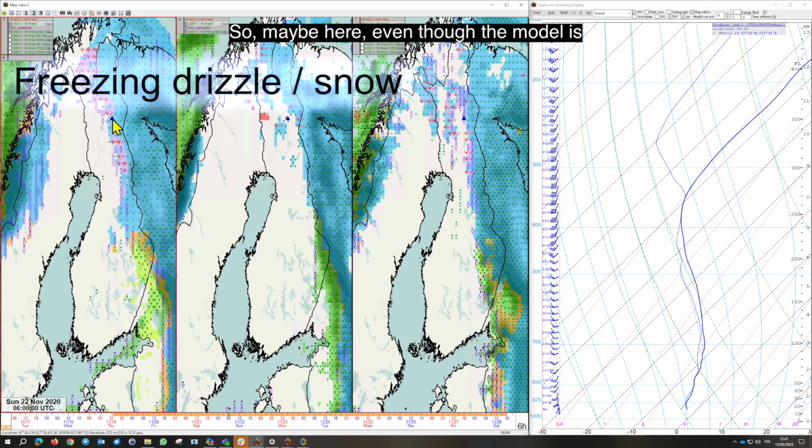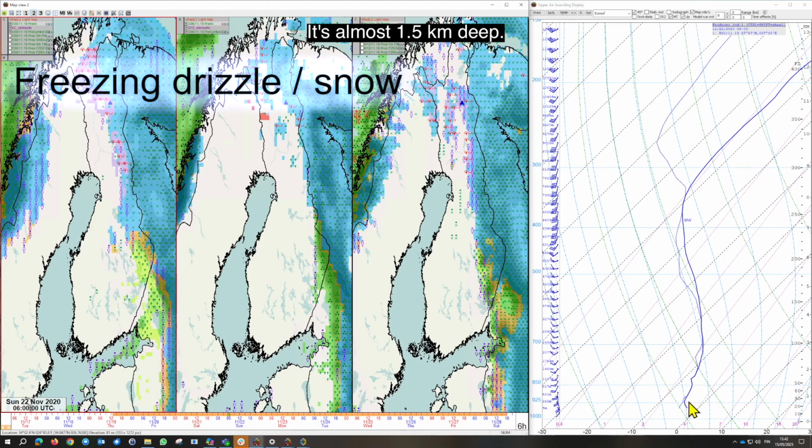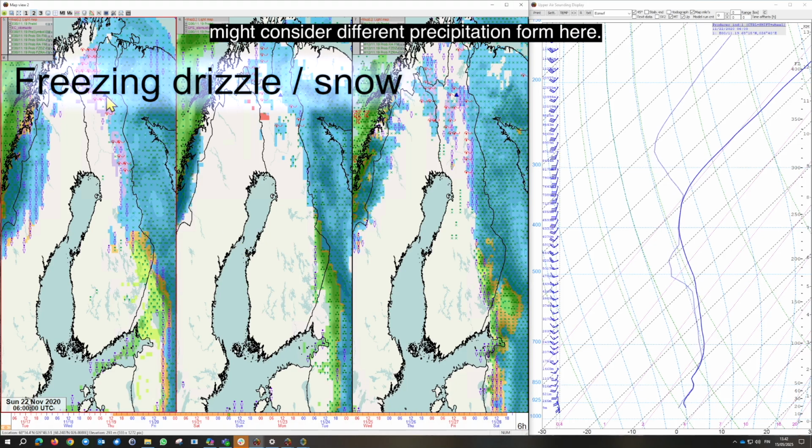So maybe here, even though the model is saying that it's going to be freezing drizzle, I would say that this is probably going to be snow already because the cloud is pretty deep. It's almost 1.5 kilometers deep. And it's just after the snowfall, so I might consider a different precipitation form here. And here is another example. Here the top of the cloud is getting colder than minus 10 degrees Celsius, so judging by this sounding, I would probably say that the precipitation falling to the ground is snow.